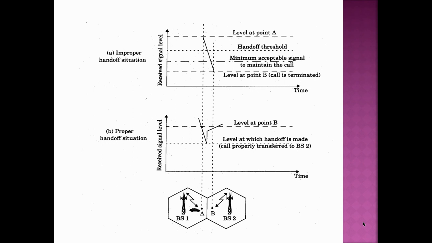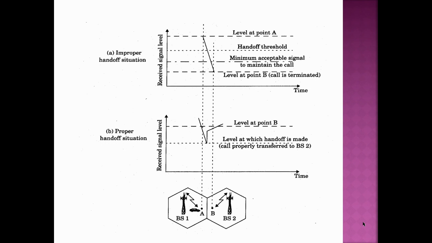Consider that initially the user is at point A. Look at the bottom diagram, where we have point A. Now we are considering the improper handoff situation. When the user is at point A, with respect to base station 1, he is at the edge of the cell. The received signal level, shown on the y-axis, is initially at a higher level. As the user moves from point A to point B, the received signal level goes into a decay stage.